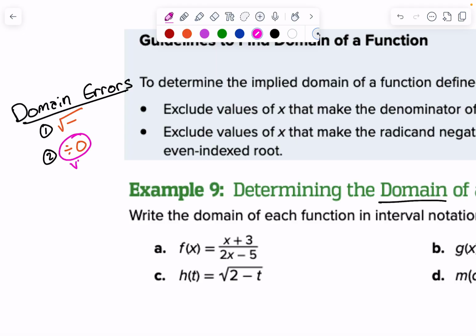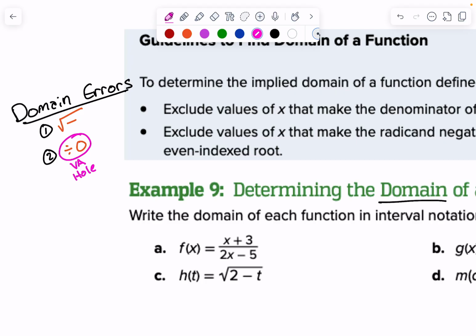a lot of times will end up either being a VA or a hole. And at a VA and a hole, that's where your domain poops out, like it's not filled in for the x coordinate. So there's how that works.